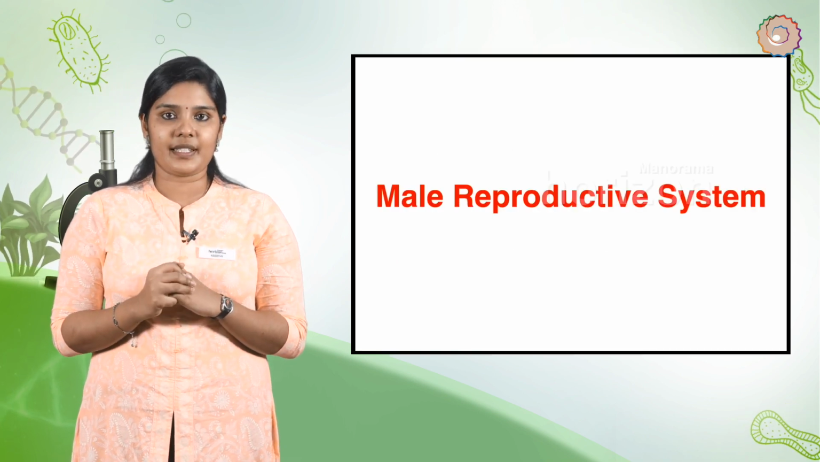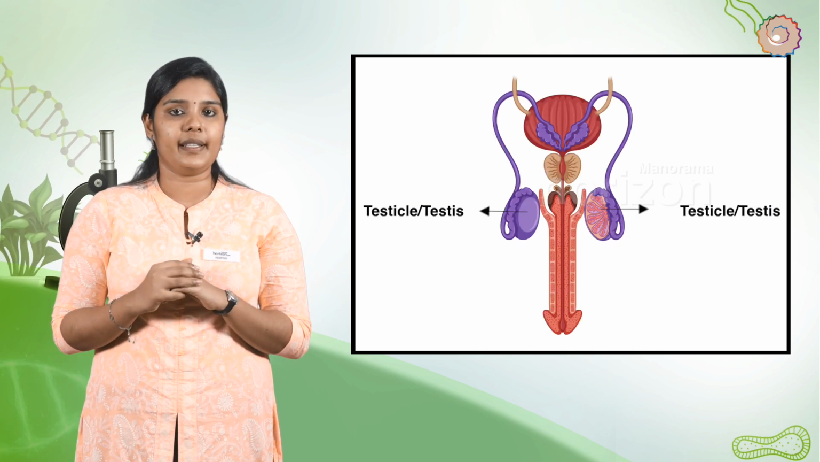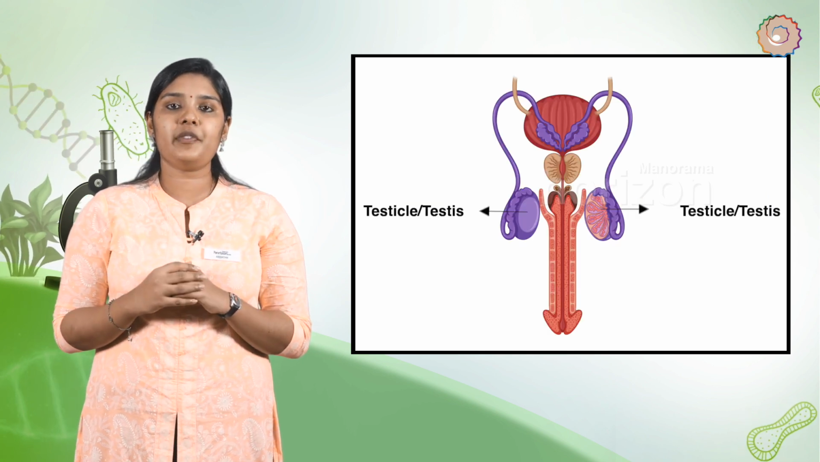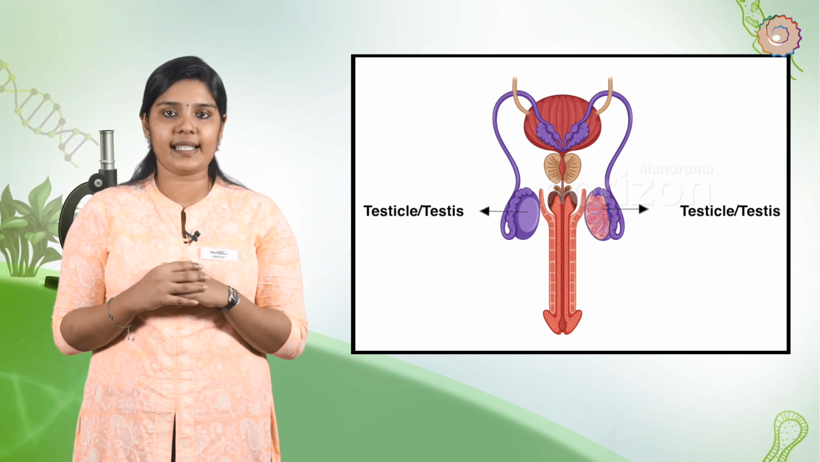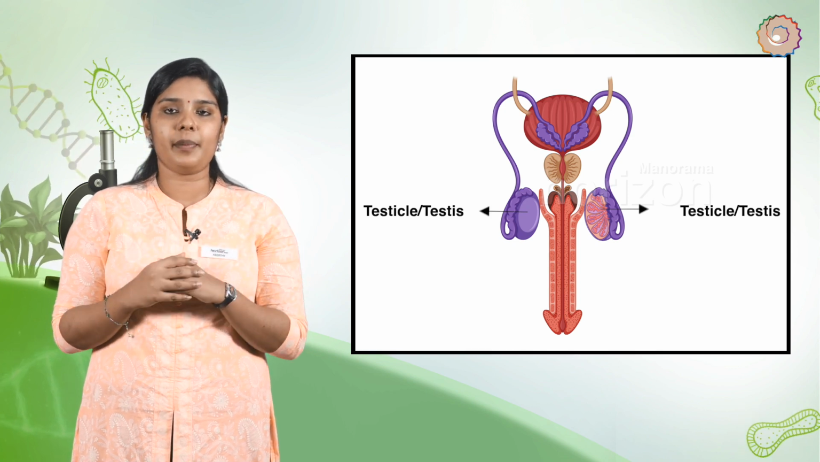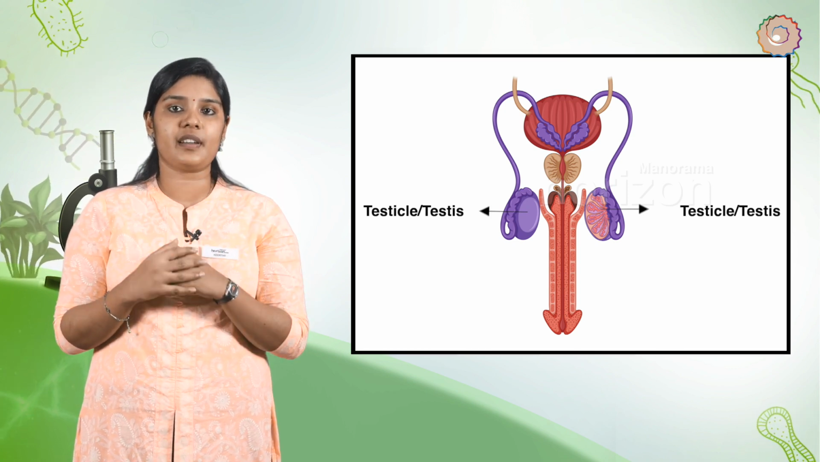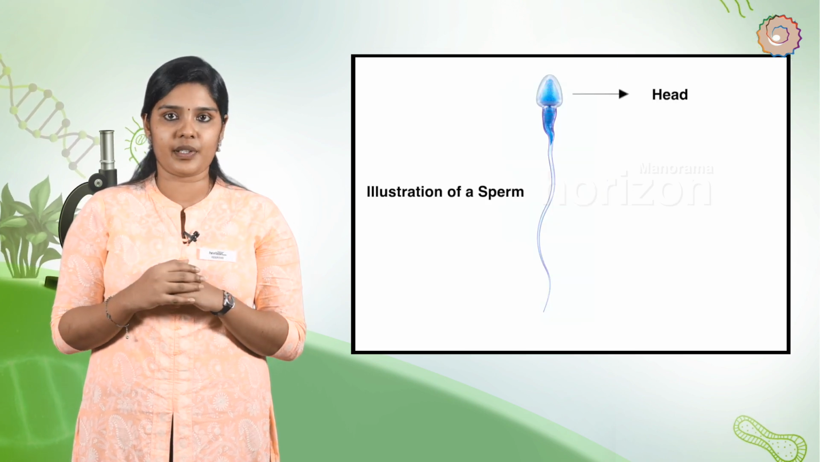Male reproductive system. The male reproductive system consists of the following organs. Testes. A pair of testes are situated in the scrotum that lie outside the abdominal cavity and behind the penis. They are located outside the abdominal cavity as sperm formation requires a lower temperature than that of normal body temperature.